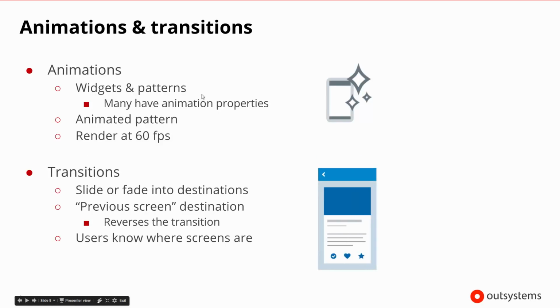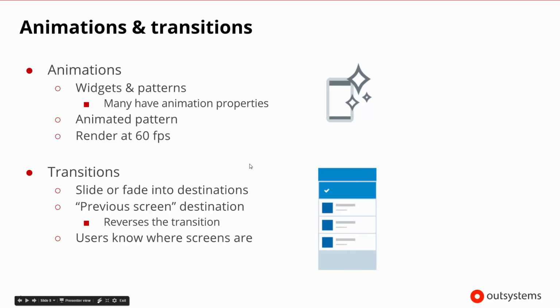Now, some of the widgets and the patterns, besides being able to handle gestures, will also have animation inside of them. So if we want something to look more natural, the animation properties can be enabled or disabled depending on the type of look and feel that we want. And for some of the widgets that don't have animations, there is an animation pattern that we could apply to different types of widgets. And when these animations occur, we need them to look really smooth and great, so they all render at 60 frames a second.